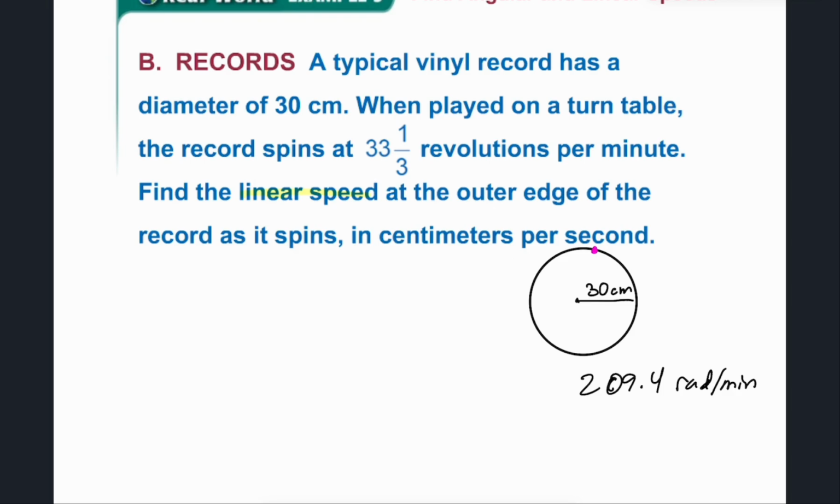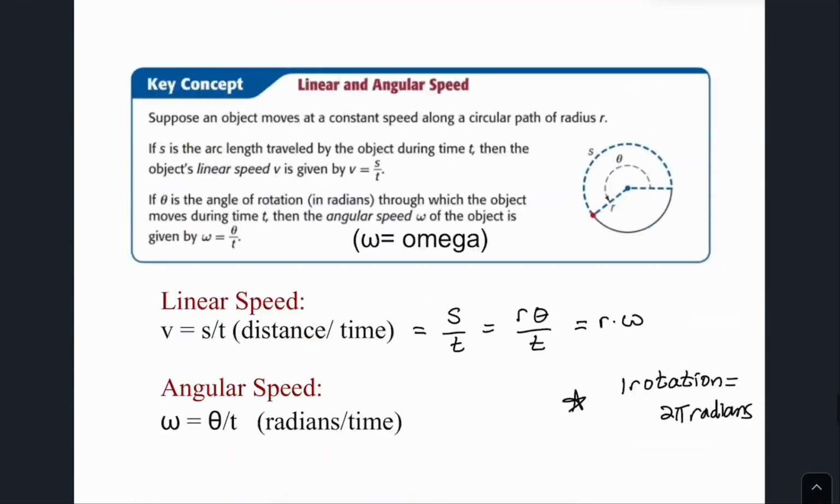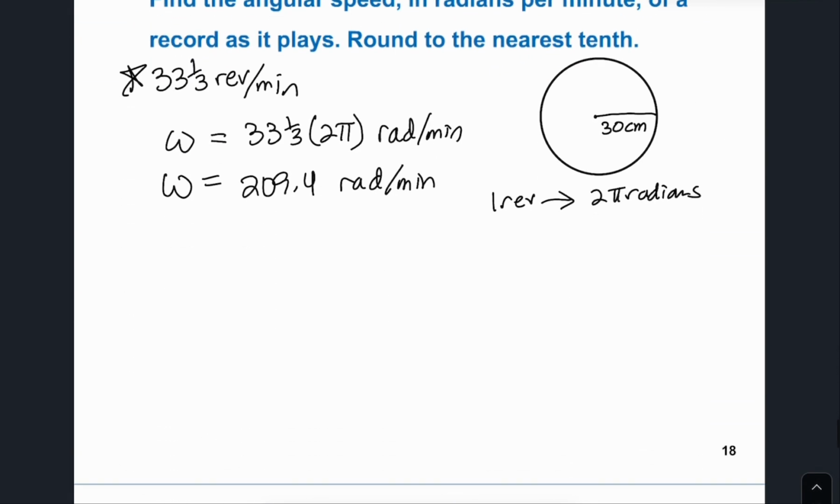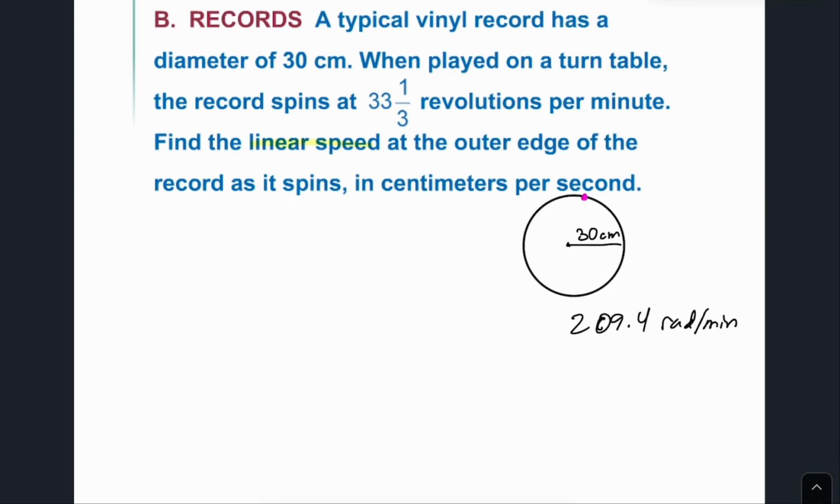So let's go back up and look at some of the formulas that we had from before. So look at our linear speed. Linear speed is arc length over time, which was r theta over time, or which was r times omega. So we can use any combination of those two things to find linear speed. Or really, what length, I'm sorry, is it traveling per unit of time? Okay. So we already know it's going 209.4 radians per minute. That was an easy one to do. We just multiply the revolutions by 2 pi.